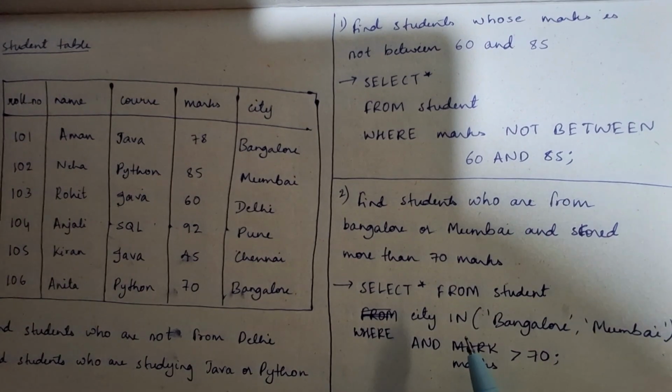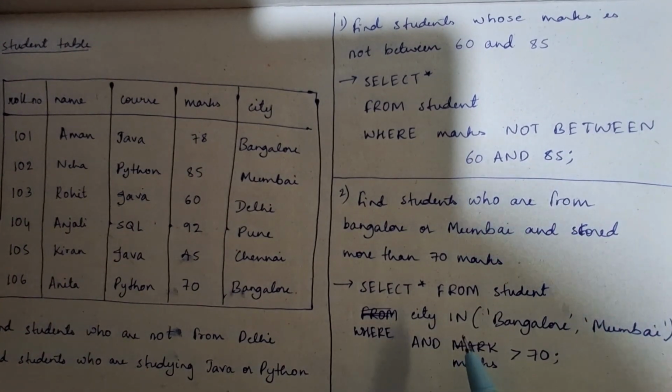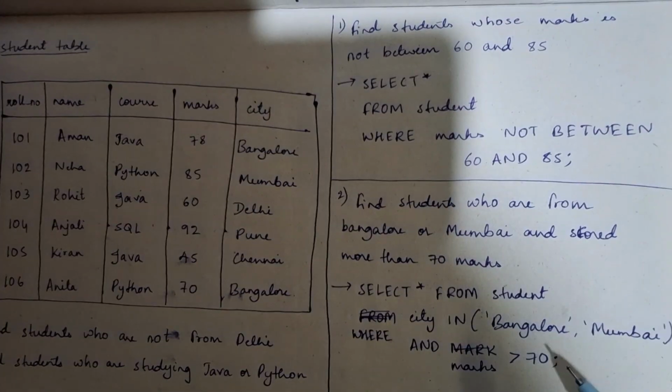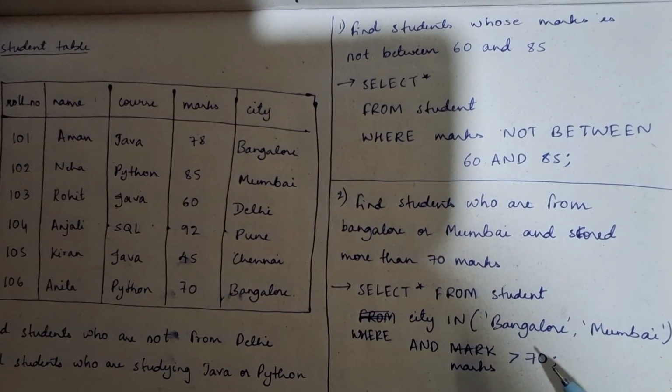Guys, we can write the same thing as city is equal to Bangalore or city is equal to Mumbai, but use IN operator for optimized query. Next condition is marks greater than 70. This means students must have more than 70 marks. Here we are using AND operator, which means both the conditions must be true. So finally this query will show students who are from Bangalore or Mumbai who scored more than 70 marks.